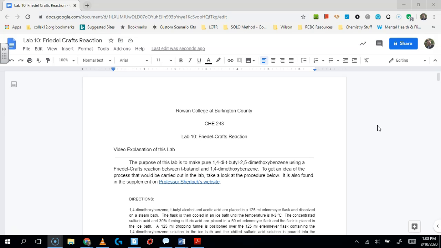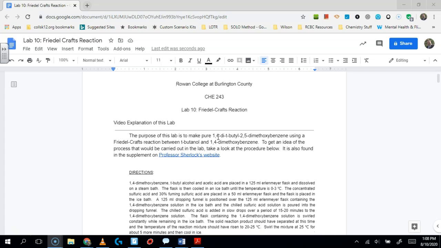Everybody, I wanted to spend a little bit of time explaining this lab. This is an exciting lab to write up and interpret, and I'm pretty excited about explaining it to you. So this is the first lab where there's not any sort of lecture about processes in the lab. This one just has the video explanation right here.